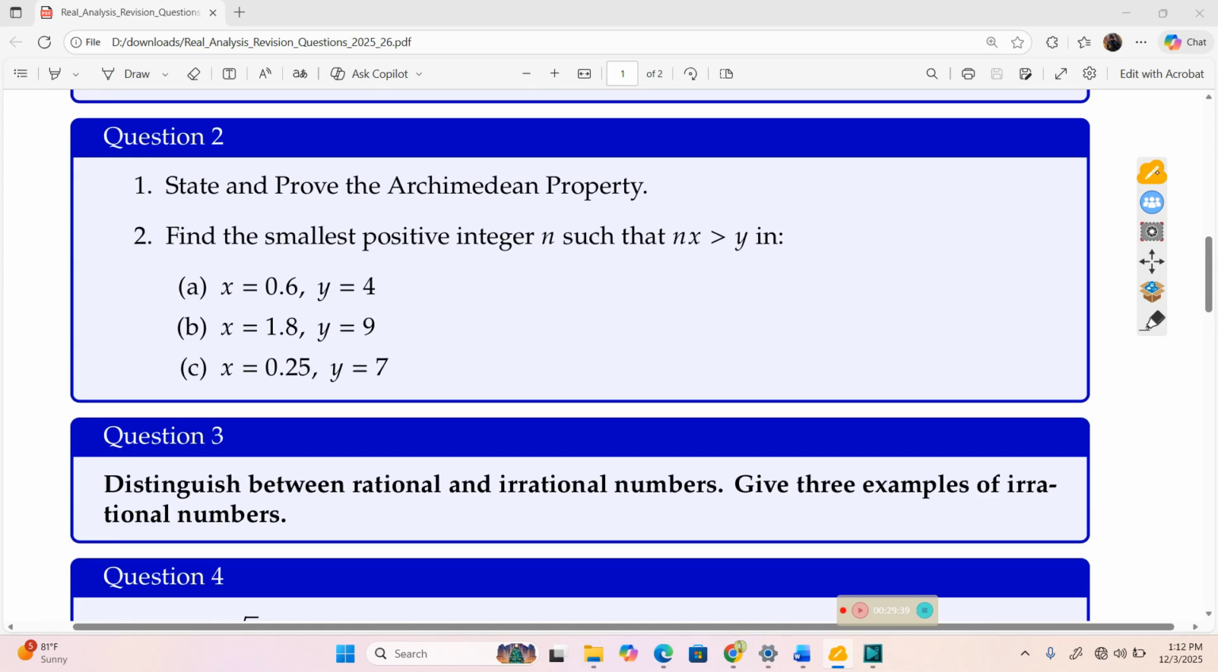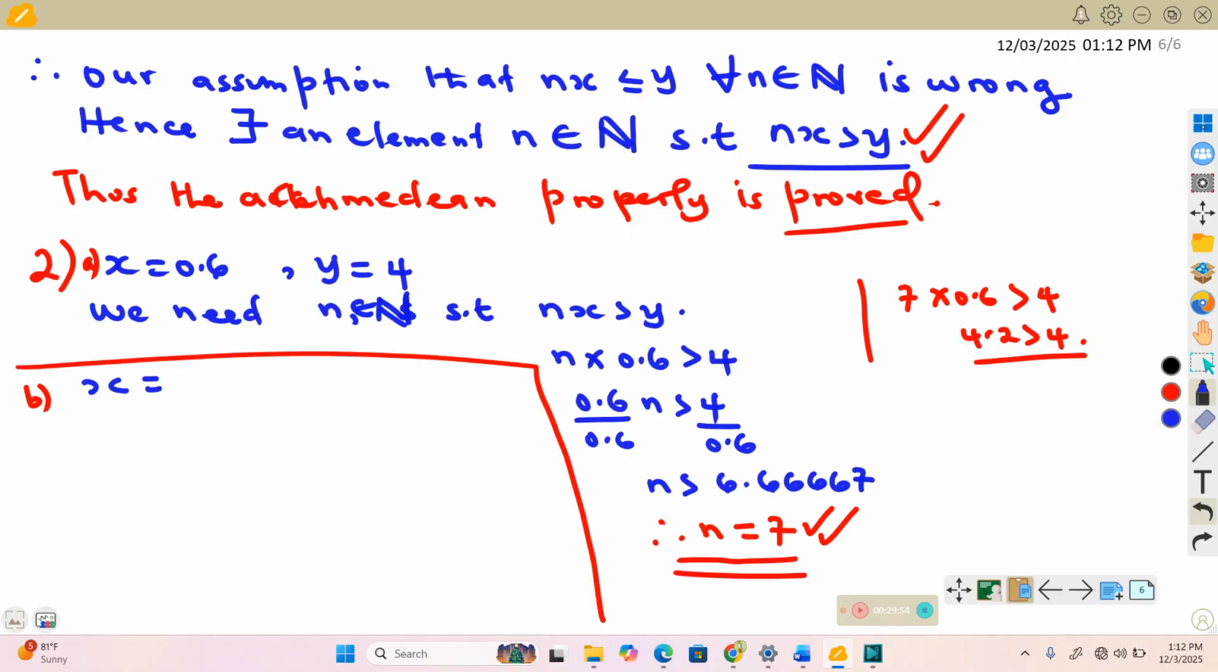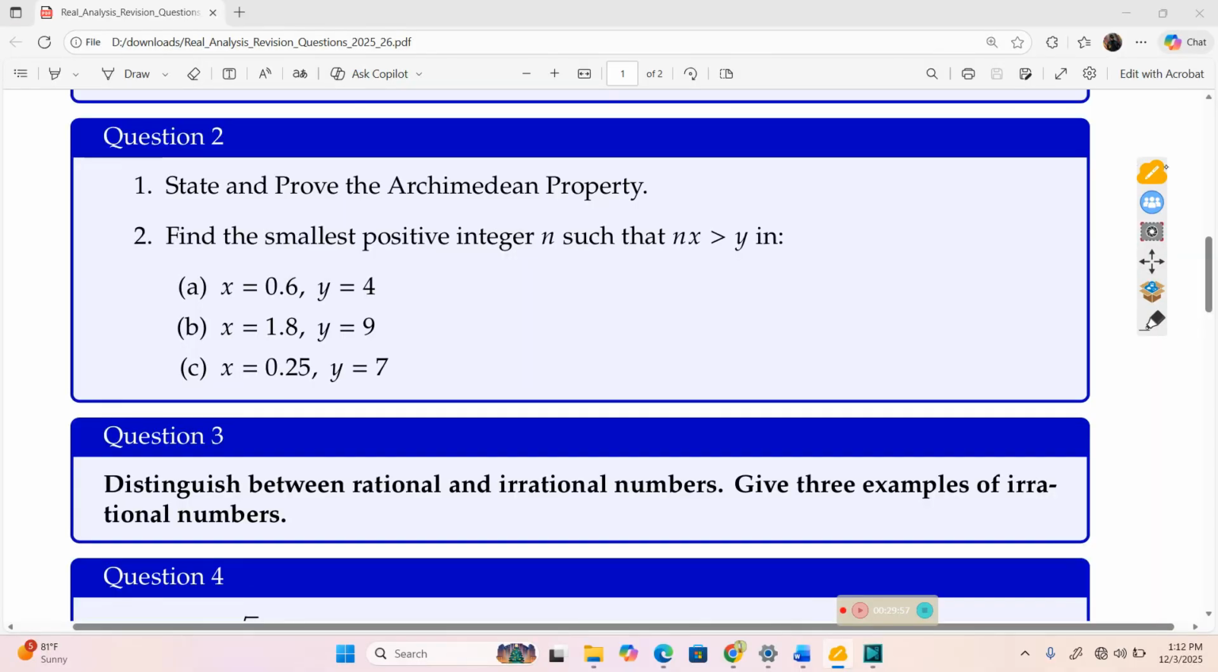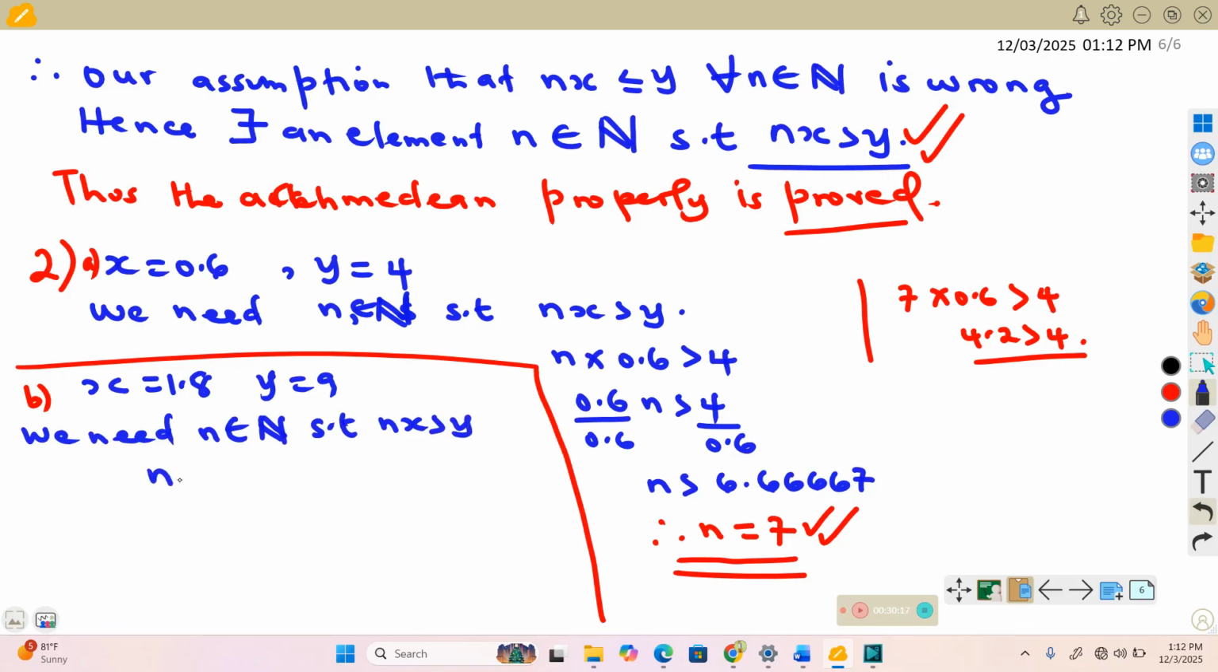Okay, that is part A, and next we look at part B. For part B, x is 1.8 and y is 9. So we need n, a positive integer, such that nx is greater than y. So you have n times 1.8 should be greater than 9.